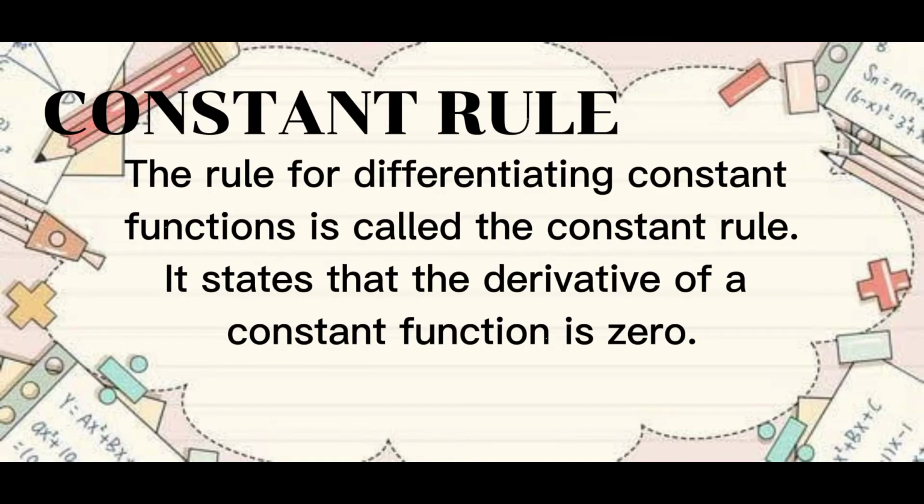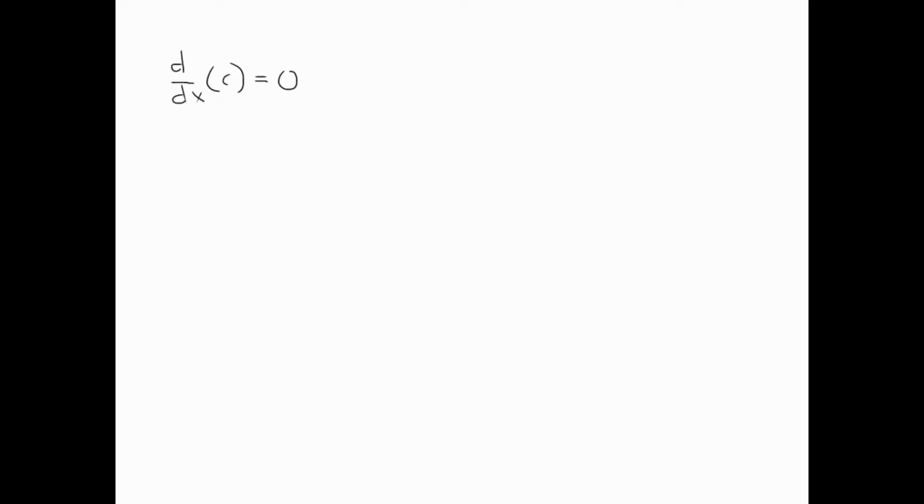Constant rule. The rule for differentiating constant functions is called the constant rule. It states that the derivative of a constant function is 0. Formula for constant rule: the derivative of a constant c is equal to 0. If you see this expression, it means that we're differentiating c with respect to x.